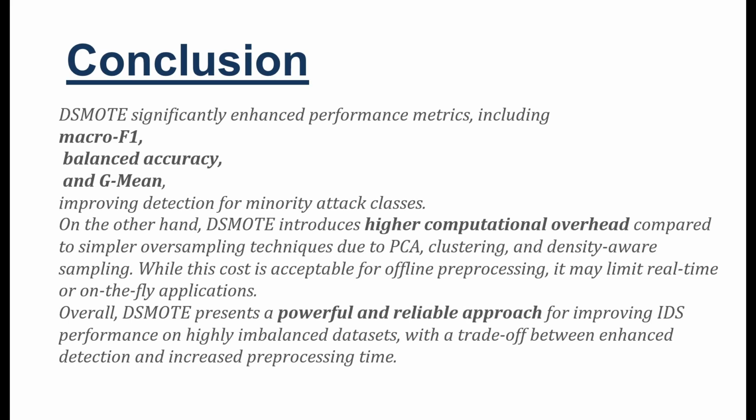Conclusion. To summarize, DSmote significantly enhanced performance on key metrics like macro F1, balanced accuracy, and G-mean, improving the detection of minority attack classes that simpler methods consistently fail to identify. Yes, DSmote comes with a higher computational cost compared to methods like random oversampling or standard SMOTE, but for an offline pre-processing pipeline, this trade-off is very much worthwhile. Overall, DSmote represents a powerful and reliable approach for improving intrusion detection on a highly imbalanced dataset. We believe this framework has strong potential for real-world deployment in cybersecurity applications.